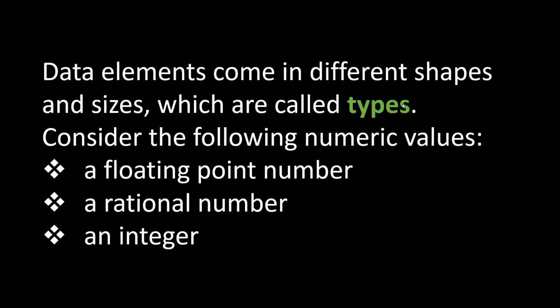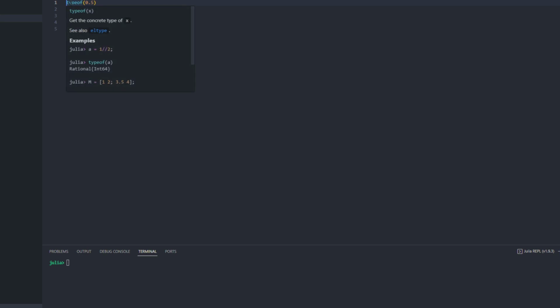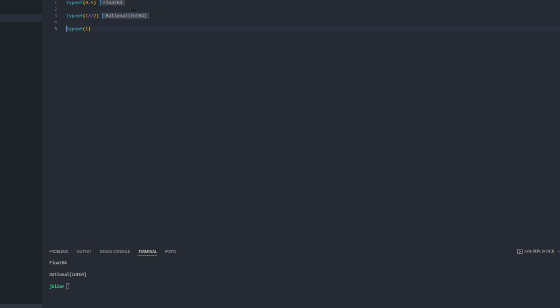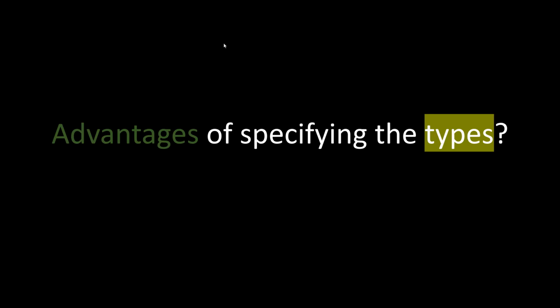The typeof function gets the concrete type of x, where x is passed to the typeof function. For example, typeof(0.5), typeof(1//2), the rational division of 1 divided by 2, and typeof(1), the integer 1. The type of 0.5 is Float64, the type of 1 rationally divided by 2 is Rational{Int64}, and the type of integer 1 is Int64.